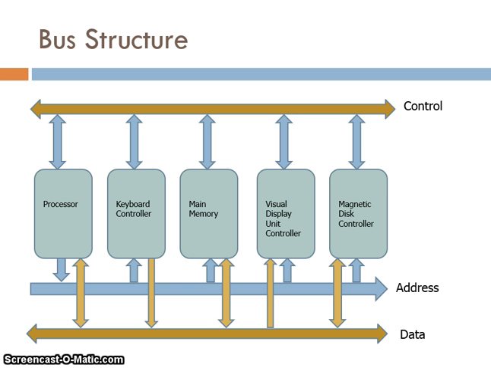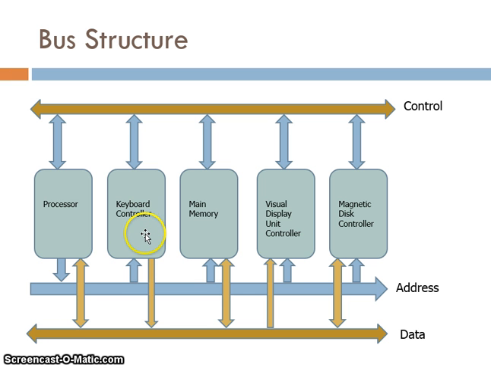Here is another diagram of the bus structure. There are three buses here: a control bus, an address bus, and a data bus. The data bus carries data and instructions and is bi-directional. It carries data in two ways. The processor receives data from the data bus and receives instructions from the data bus, but the processor may also put data and instructions onto the data bus.